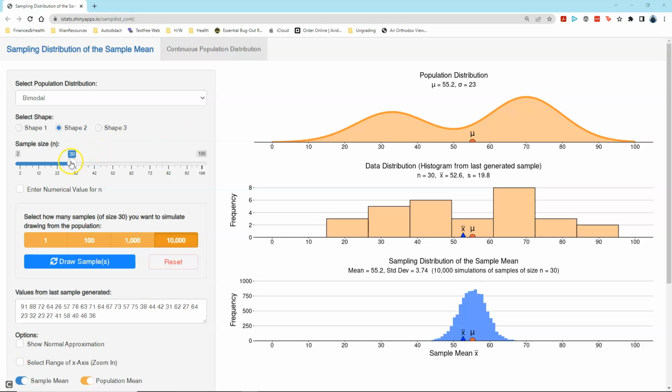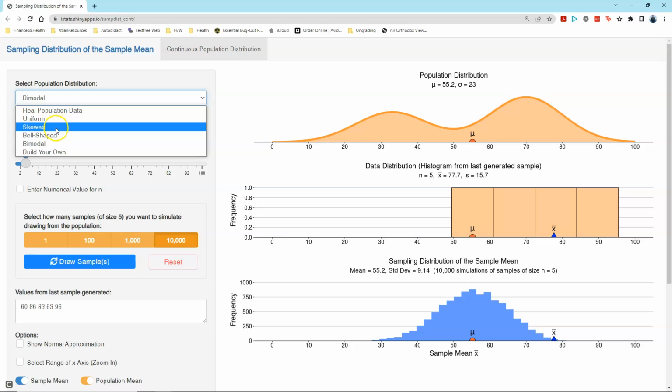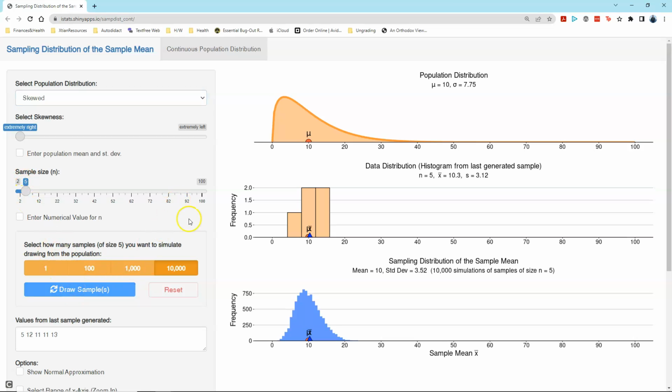All right, so for our last example of population distributions and the results that we see in the sampling distribution of sample means, I'm going to change this to an extremely right skewed distribution for the population distribution. So again, let's take 10,000 samples. I have a sample size of 5 for all of the samples I'm drawing. And notice what happens here. The sampling distribution of sample means is definitely right skewed also.